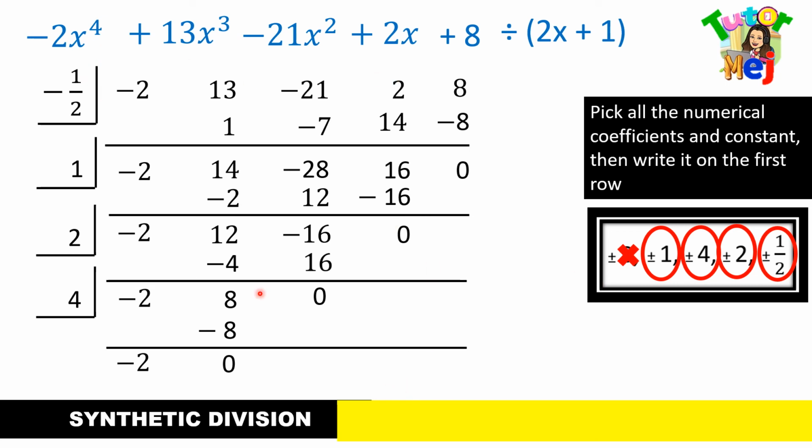So to sum it up, our other roots, other than the negative 1/2, which is already given, we have also the roots 1, 2, and 4, or positive 1, positive 2, and positive 4. So that's how easy we use the synthetic division in finding out other roots of a given polynomial expression.